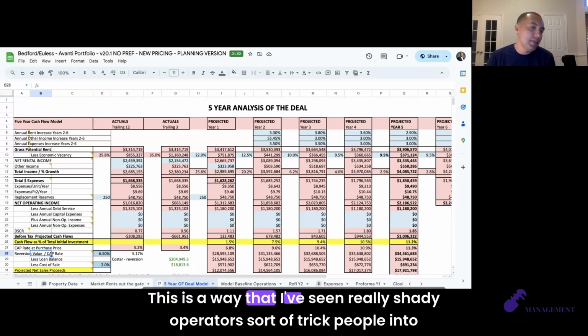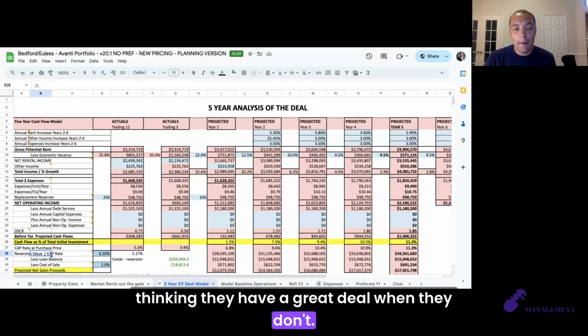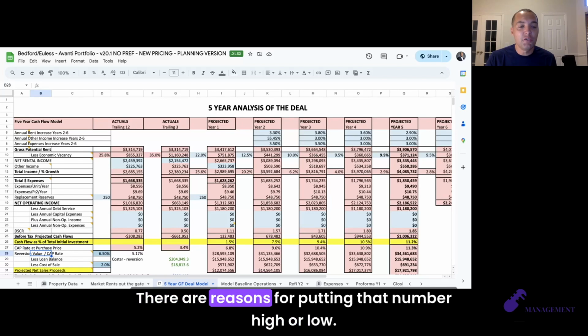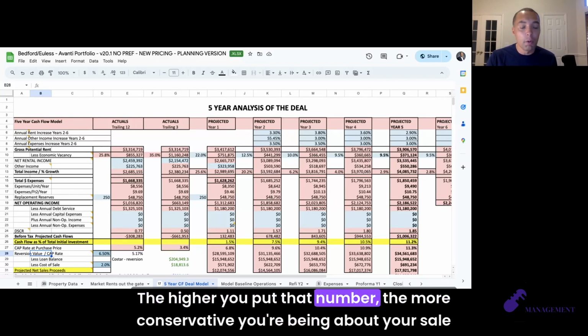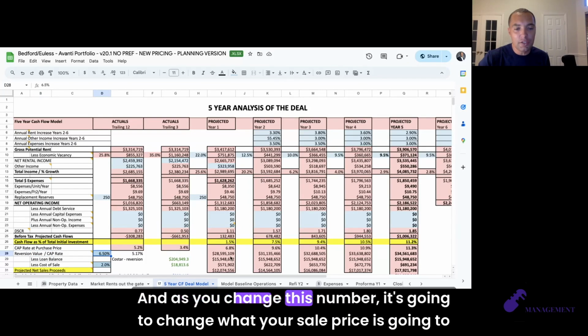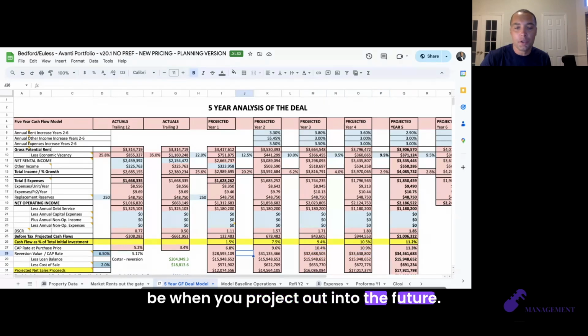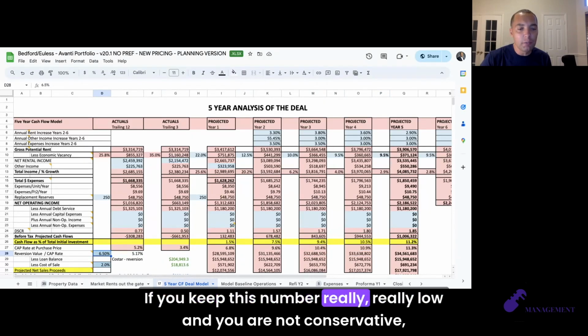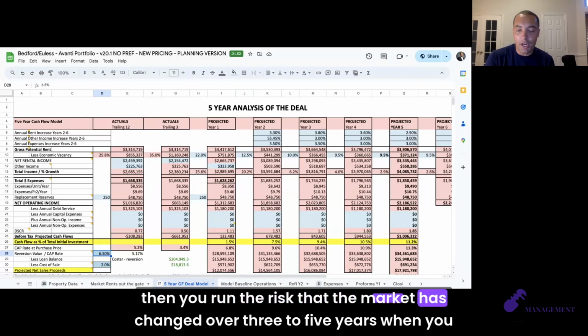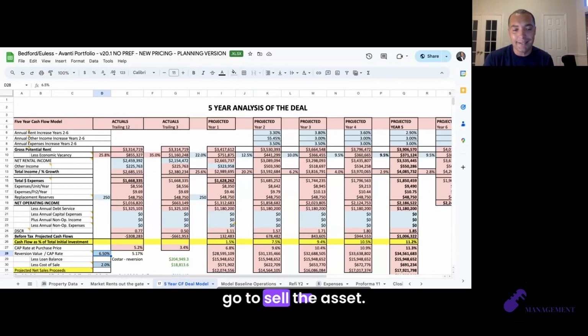This is a way that I've seen really shady operators trick people into thinking they have a great deal when they don't. There are reasons for putting that number high or low. The higher you put that number, the more conservative you're being about your sale price. And as you change this number, it's going to change what your sale price is going to be when you project out into the future. If you keep this number really, really low and you are not conservative, then you run the risk that the market has changed over 3 to 5 years when you go to sell the asset.